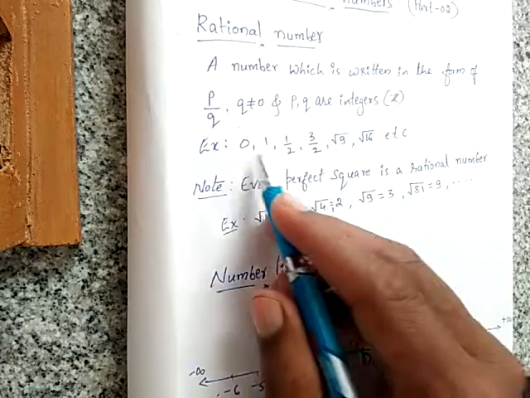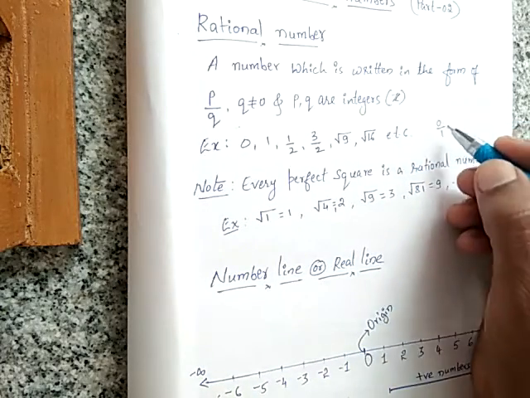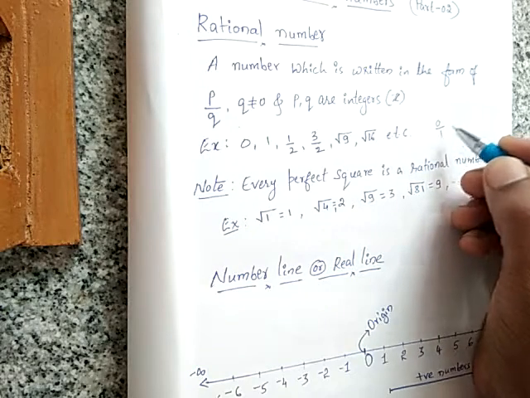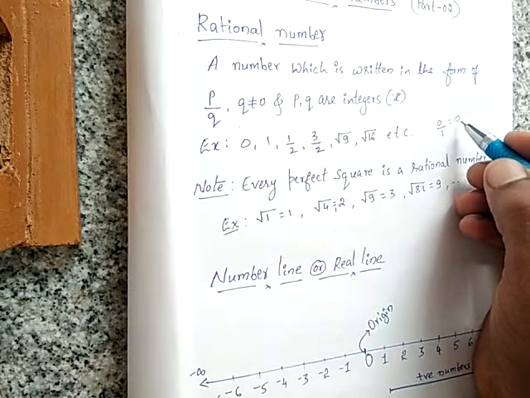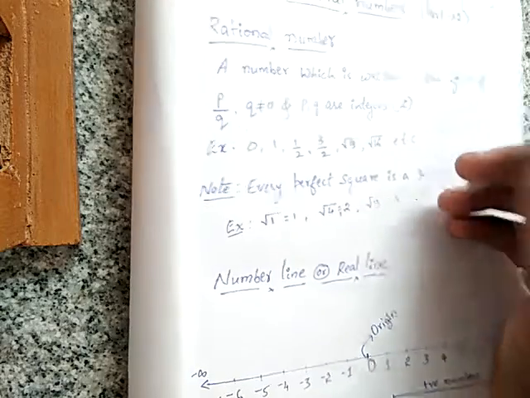0 is also a rational number because you can write 0 by 1. Here the denominator is not equal to 0, 0 is an integer, 1 is an integer. So 0 by 1 is equal to 0. So you can say that 0 is a rational number. My dear students, I hope you have understood this rational number.